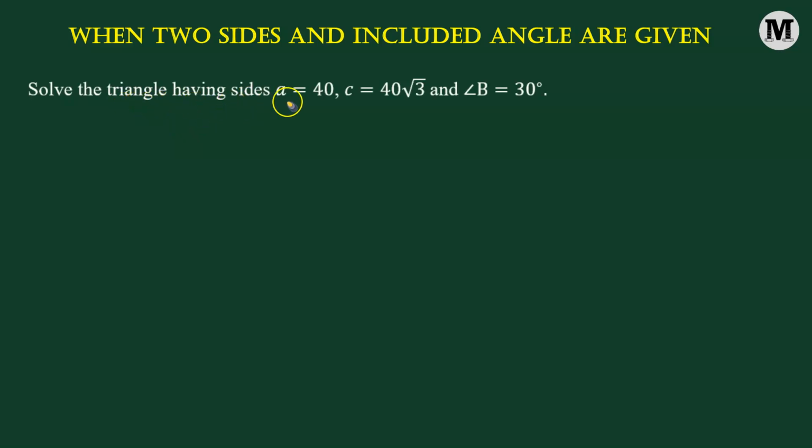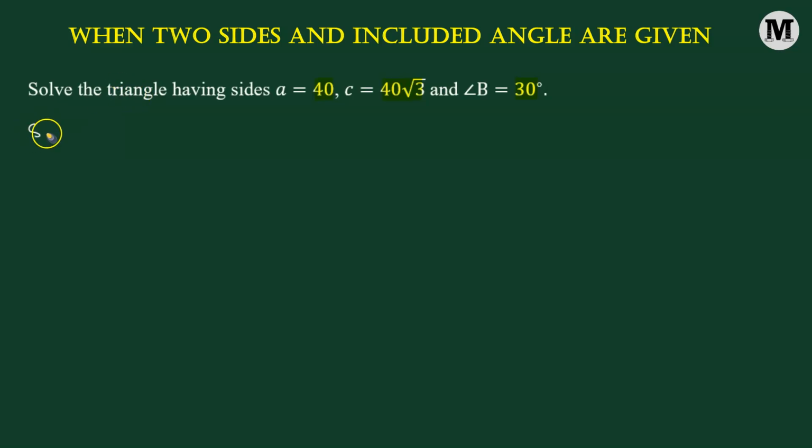Solve the triangle having two sides given to us. We have the side a with 40 units and side c that's 40 times square root of 3 units. And we also have the angle that lies between the two sides, that's given as 30 degrees. Our goal will be to solve the triangle.